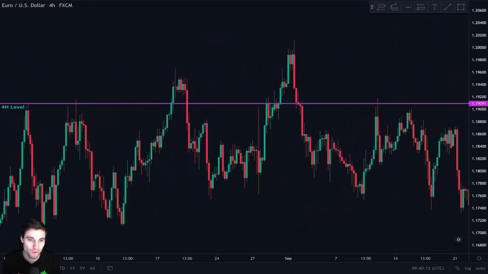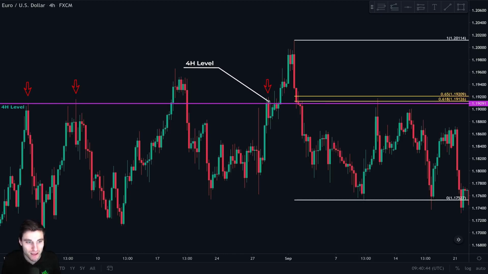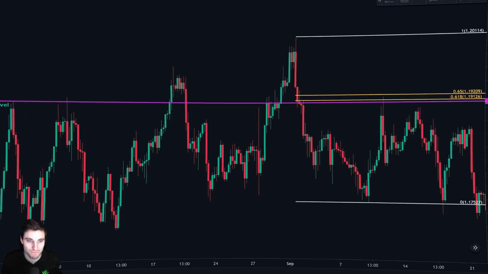Moving on, we can use this same strategy for Forex. This is the Euro-USD pair. We identified that this 4-hour level acted as a resistance multiple times, so we draw it. We then take our Fibonacci retracement and we see that we have confluence with the CC zone. We then wait for price to come back to this area and we monitor the price action on the lower term time frames. So let's go to the 15-minute chart.